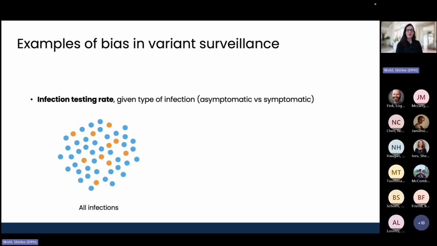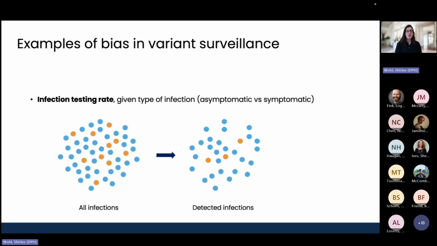And I think I have on the next slide a very concrete example of the symptomatic one, where if you imagine, for example, that the blue variant has a higher testing rate for whatever reason, because it's more symptomatic, they're more likely to get tested, then that's going to end up with something like what we just saw, where blue is overrepresented in your pool of samples compared to orange.